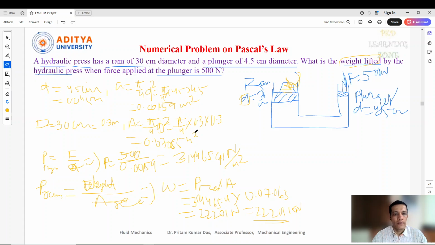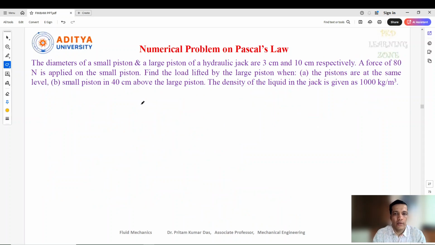Okay, let's solve one more problem in this Pascal's law. So the question is given, the diameter of a small piston and large piston of hydraulic jacks are 3 cm and 10 cm respectively. The force of 80 Newton is applied on the small piston. Find the load lifted by the large piston. Conditions given. First condition is the pistons are at the same level. Second one is the small piston is 40 cm above the large piston, and the density of the liquid is given as 1000 kg per meter cube.